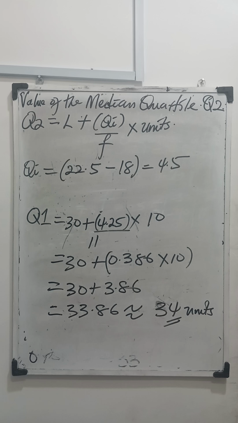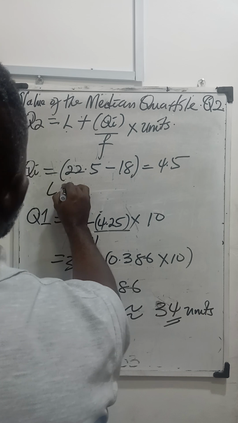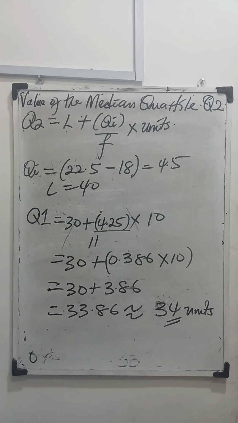So what is supposed to be the value of L from the table? In the first part we used 30. It's going to be the next output. The second output is 40. So our L will be 40 from the second output.